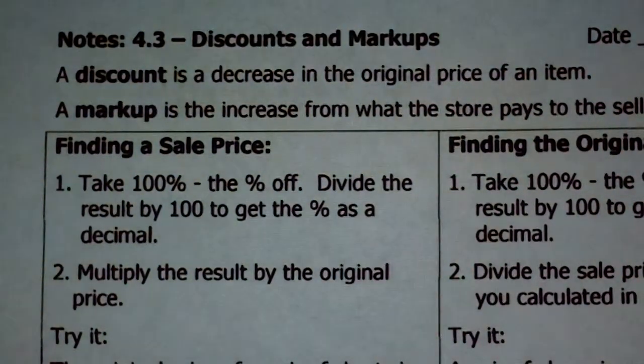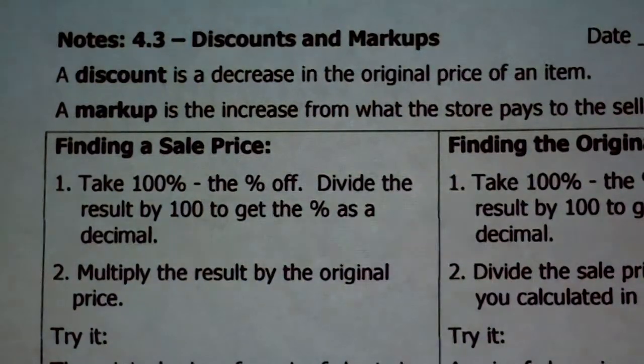So what is a discount? A discount is a decrease in the original price of an item. That's what we look for when we are shopping or extreme couponers. A markup is the increase from what the store pays to the selling price. So yeah, what you pay for the item in the store isn't actually what the store pays for it.